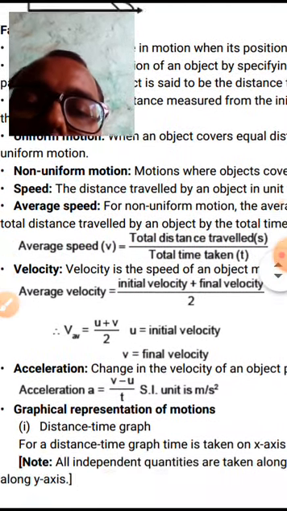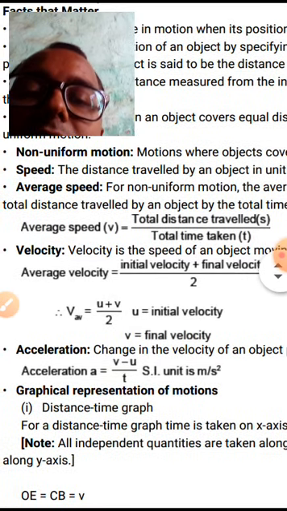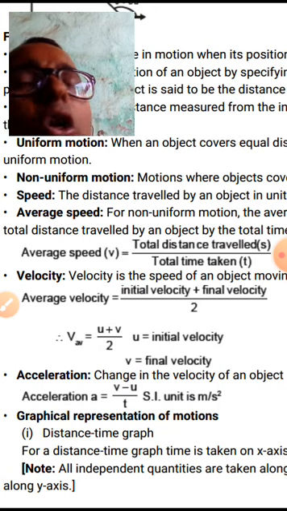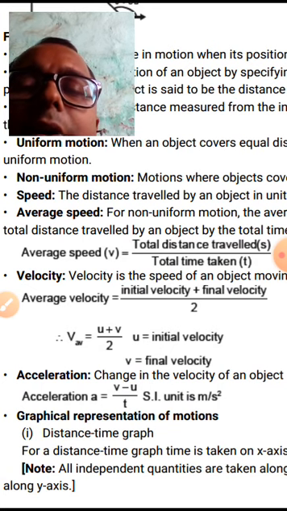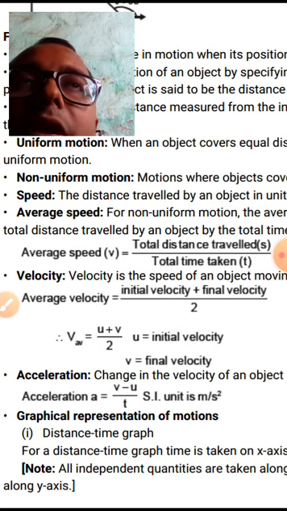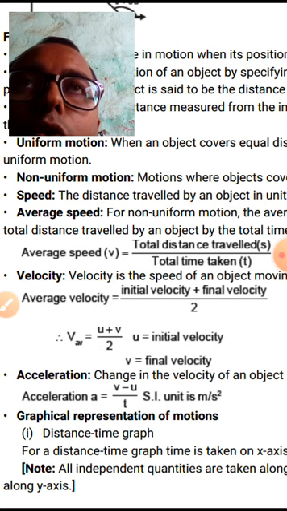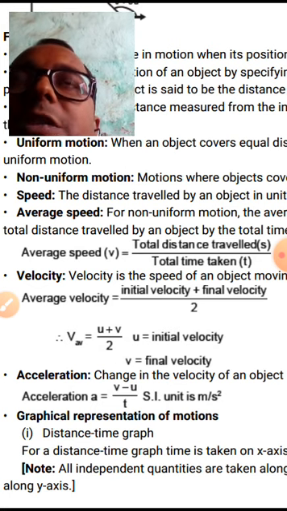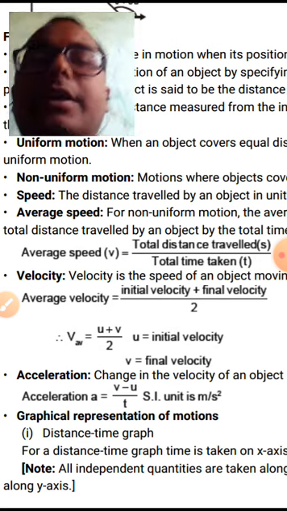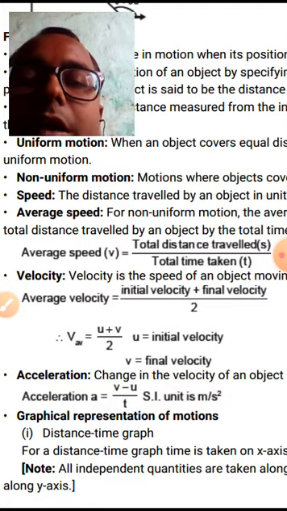Now we are going to start. The term is average speed. What is average speed? Let us consider a non-uniform motion, where a body is not moving uniformly, so there are two different motions. Hence we can say the average speed is the total distance covered by an object divided by the total time taken. So this is average speed.